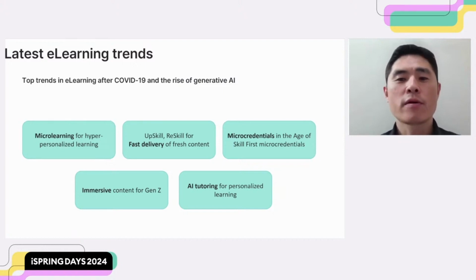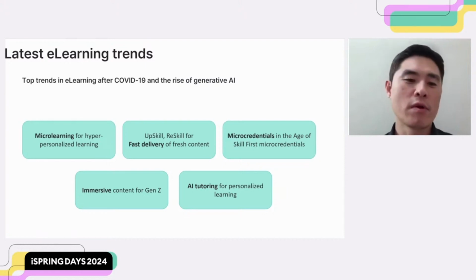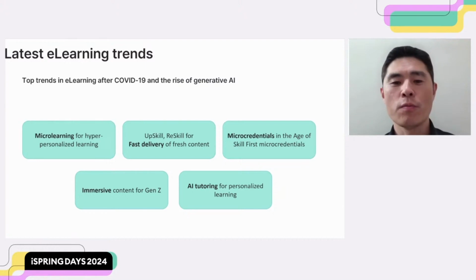And micro-credentials are also a very important part of the e-learning trend. Also, nowadays, there are a lot of young people like Gen Z, right? So they need immersive content. And also, today's topic is AI, right? So AI tutoring for personalized learning is so important. So how do you feel this need in an era that's changing every day?